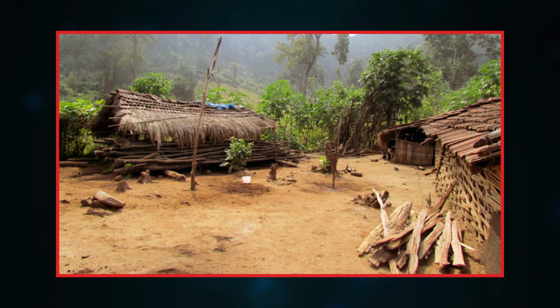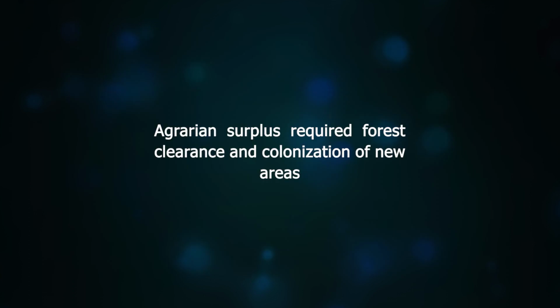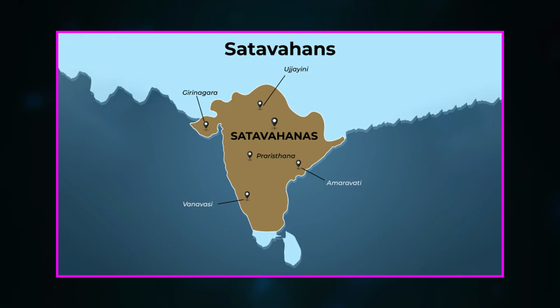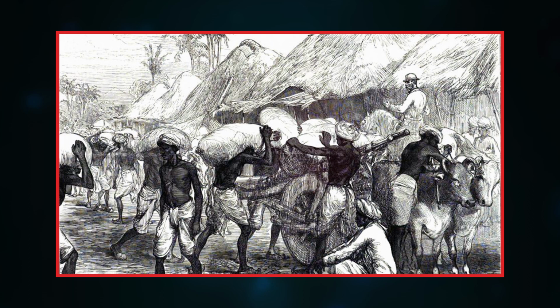The state was faced with the need for agrarian surplus as well as forest produce. Agrarian surplus required forest clearance and colonization of new areas. On the other hand, the forests were also to be protected for their material value. The rule of the Satvahanas extended to Maharashtra, Karnataka, and Andhra Pradesh, roughly corresponding to the commonly understood region of the Deccan. The region certainly had the potential and the productive capacity which might have caught the attention of the metropolitan state of the Mauryas.